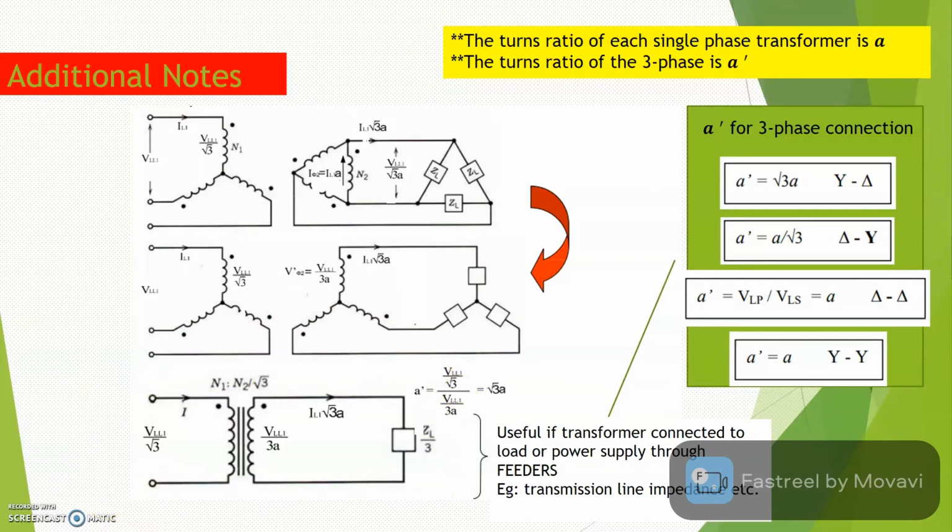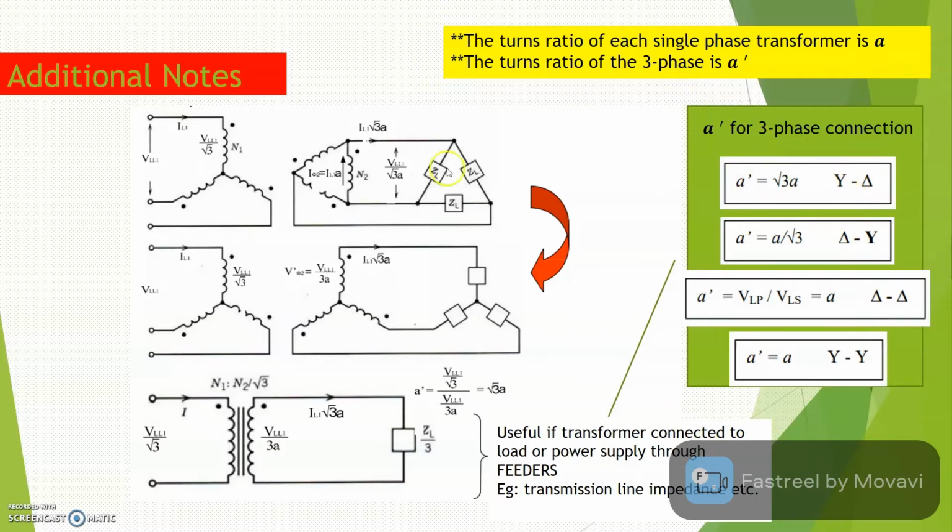Alright. So the turns ratio for each of the single phase transformers, we consider it as A, where A is equal to N1 divided by N2. However, the turns ratio of the three phase transformer is A prime. So there will be 4 different formulas for the A prime.